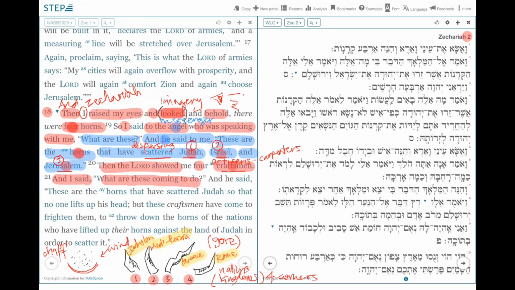We saw that as part of our introduction. And so what are these coming to do? And he said, these are the horns that have scattered Judah so that no one lifts up his head. Now, no one lifts up his head means they were humiliated.